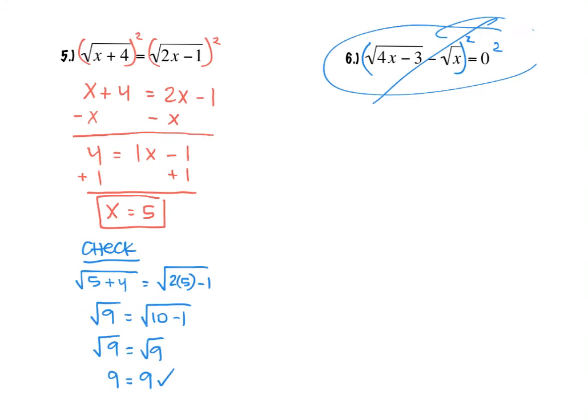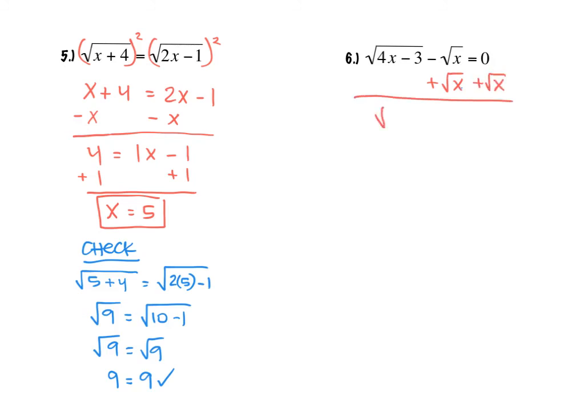We instead need to get one radical sign on each side. So that's going to be, thankfully, pretty easy to do. I'm going to start by adding the square root of x to each side. So that then on the left side, all I'm left with is 4x minus 3. And on the right side now, I have the square root of x. Now this looks like the problem in number 5. And so now that I have one radical sign on each side, now I can square both sides, which gives me 4x minus 3 equals x.